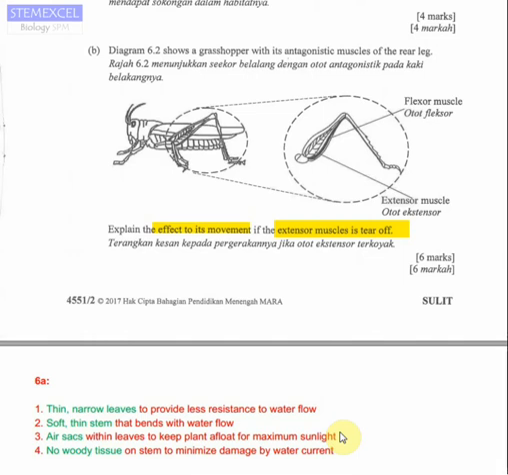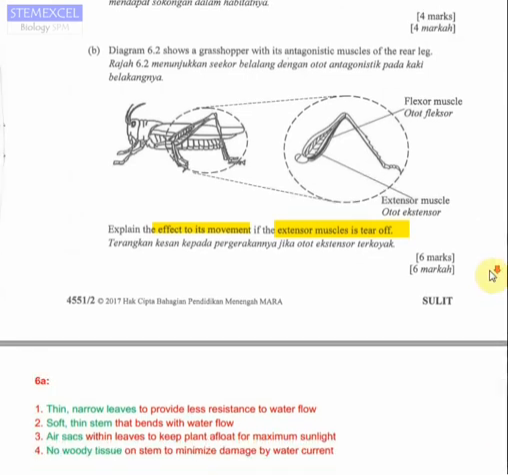And the 4th one, all aquatic plants usually do not have woody tissue on their stem, and this is again to minimize any kind of injury or damage that is incurred by the water current or the water flow. So remember, these are the 4 points that you are required to state for the adaptation of a plant that is living in an aquatic habitat.